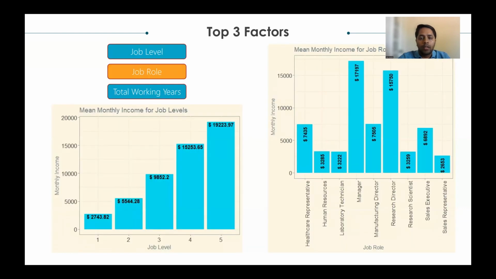The top 3 factors driving monthly income are job level, job role, and total working years. Looking at the job level plot, we could see that as job level increases, the mean monthly income also increases. And for the job role, managers and research directors tend to get paid more compared to the other job roles.